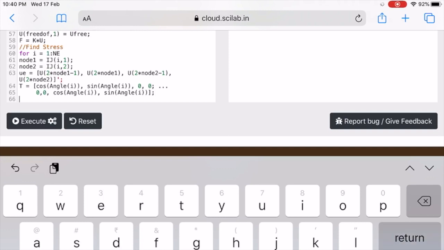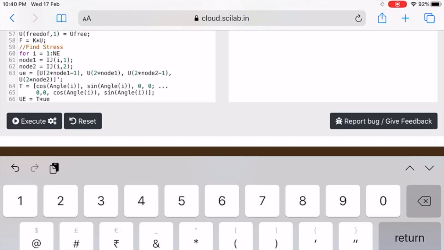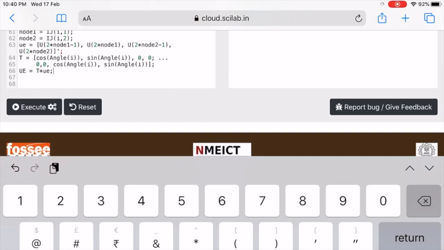Now we have u e, and we want the big U along the axis. So we will write it as equal to T times u e. This is transforming from the 4 displacement system to the 2 displacement system, the way I explained. Okay, so we have u e now.